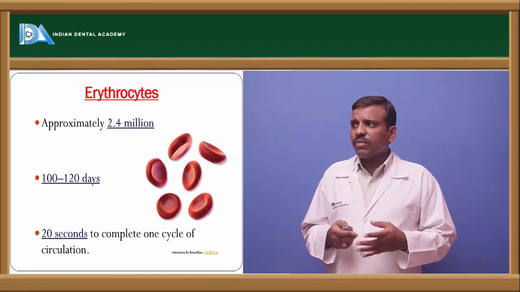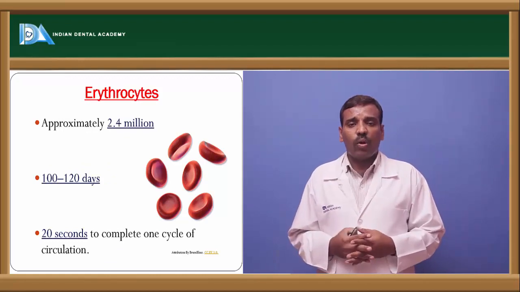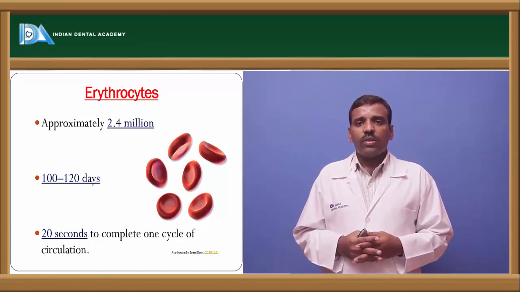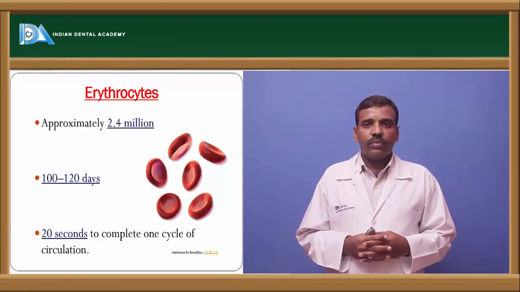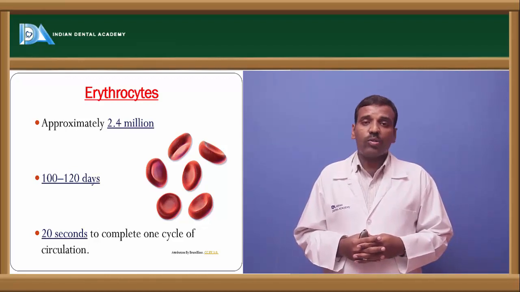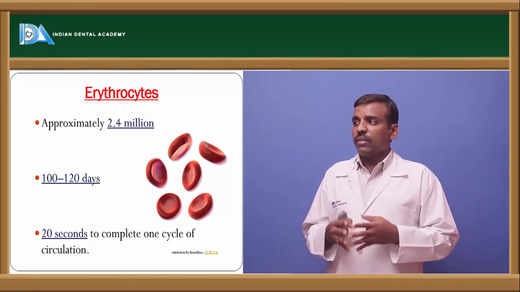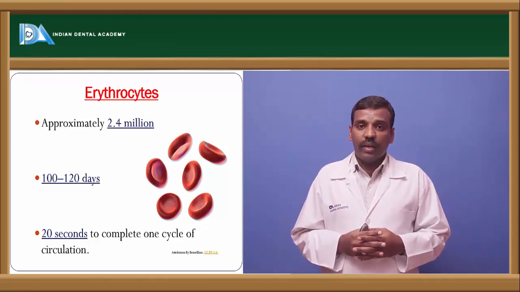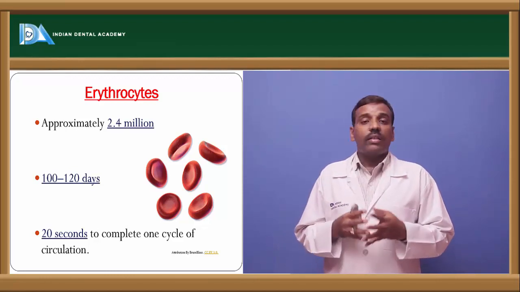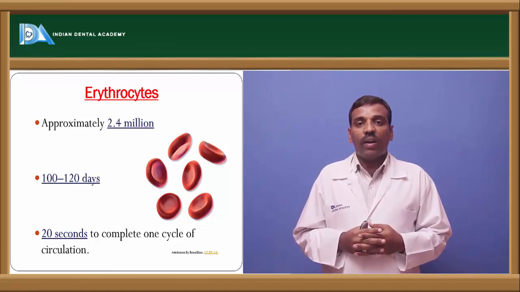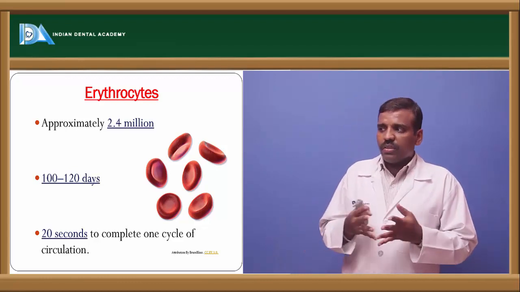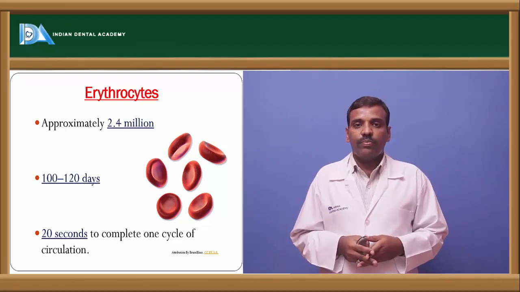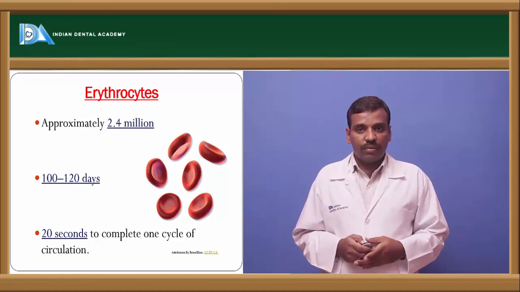And next, the erythrocytes come to the formed elements. After the completion of the plasma, we come to the formed elements, the solid part of the blood components. The first one is erythrocytes or RBCs. These are red in color because of the presence of hemoglobin, and approximately 4 to 6 millions are present. The lifespan of the RBCs is about 120 days, and each cycle of circulation for the RBCs takes about 20 seconds.